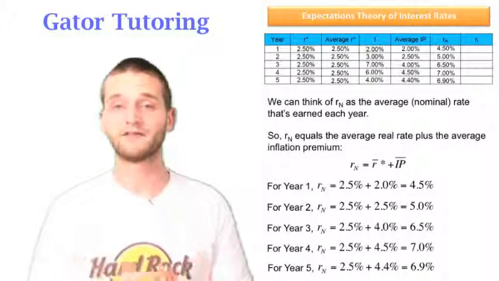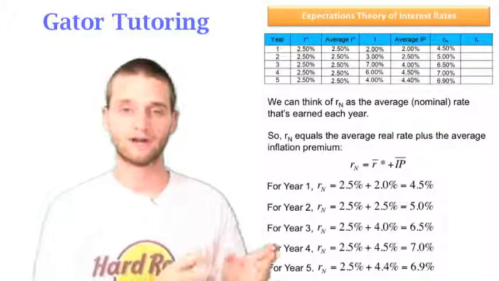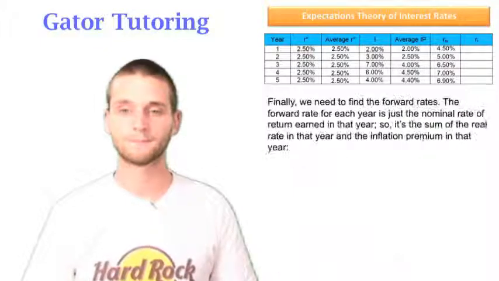So if you were to buy a 5-year bond, then it would have a yield to maturity, an average nominal rate each year, of 6.9%. That's what that long rate means.